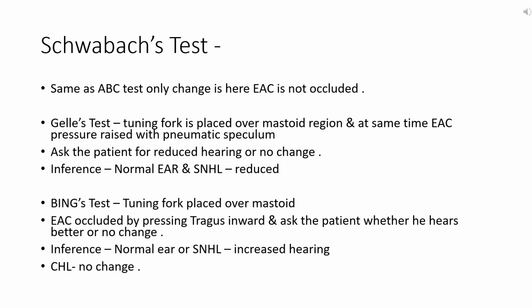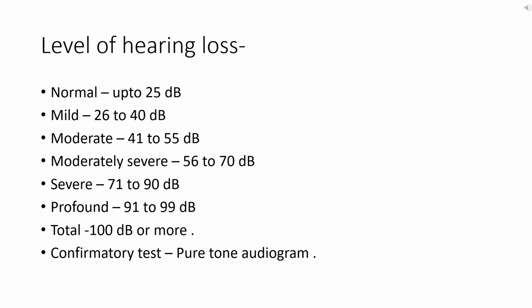And now coming to the Bing test. In this, the tuning fork is placed over the mastoid, the external auditory canal is occluded by pressing the tragus inward, and we ask the patient whether he hears better or if there is no change. What is the inference of the Bing test? In case of normal or sensorineural hearing loss, there will be increased hearing. Mind it, there will be increased hearing. And in case of conductive hearing loss, there will not be any change. That is the inference of Bing.